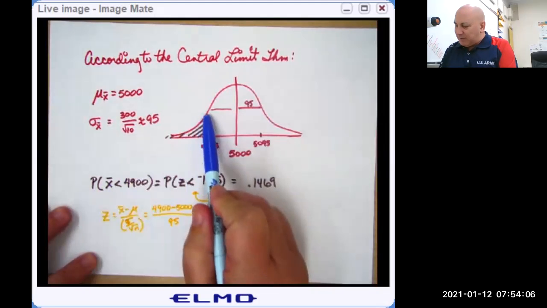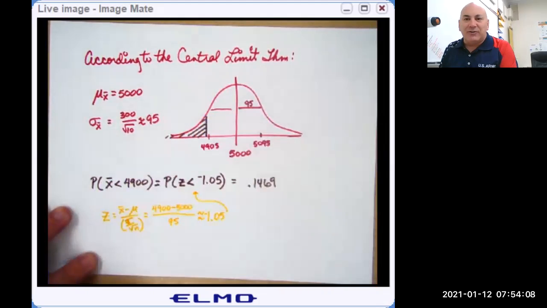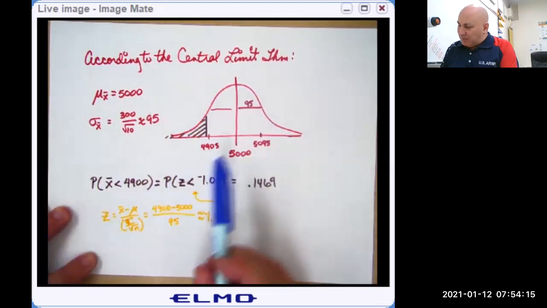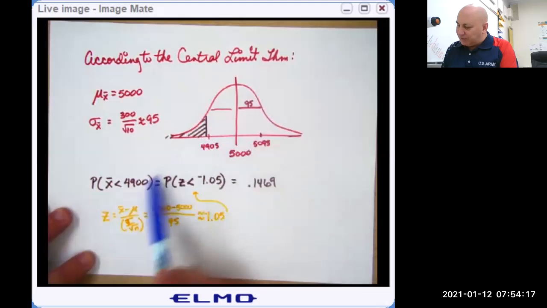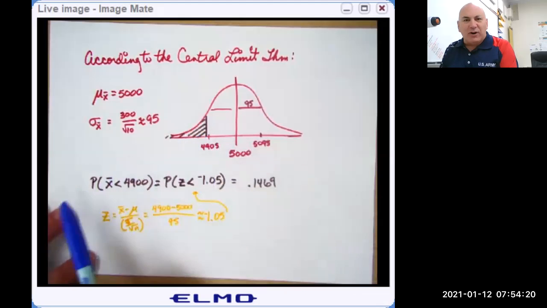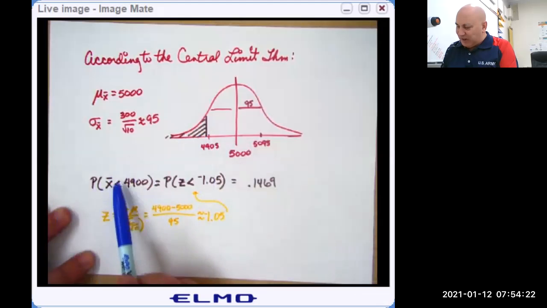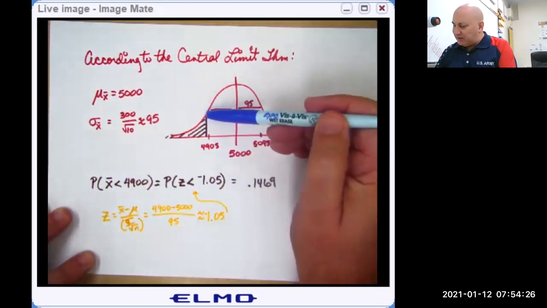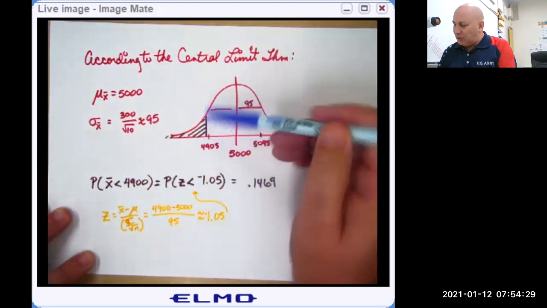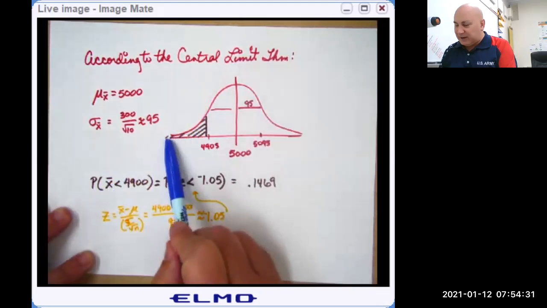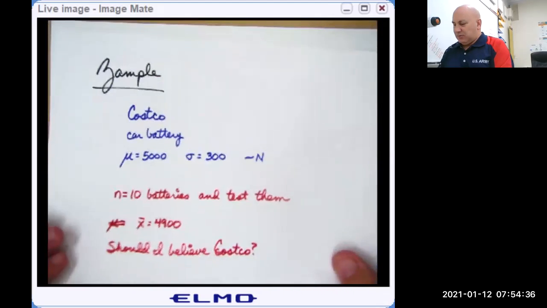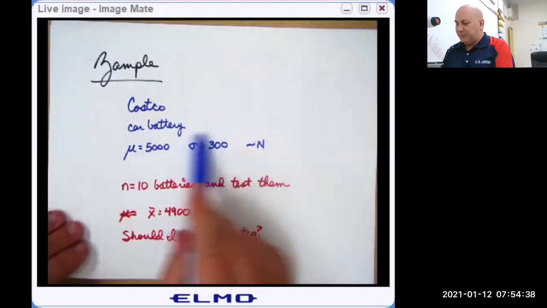So remember, the probability of getting exactly 4,900 is what? 0, because this is a continuous distribution. But I want to know the likelihood of getting the results I got or something more extreme. And if I'm going less than, more extreme means to the left. So what's the probability that I got this result or something more extreme given these conditions in blue?